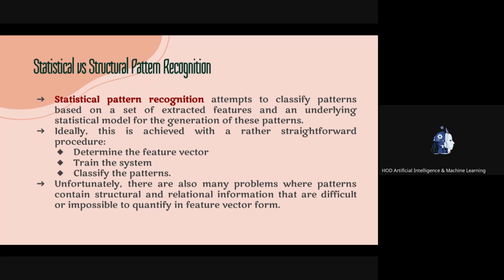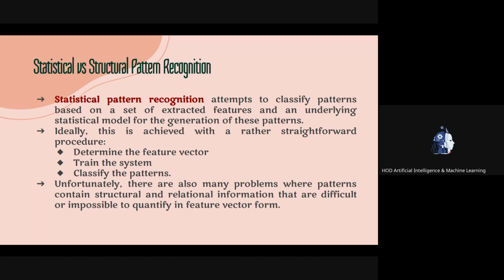So using this, you make a recognition model through which matching is happening. That is called statistical. Ideally, this is achieved with a rather straightforward procedure, like we determine the feature vector, that is the number of fins, the length of the fish, and so on and so forth. And you need to train the system and then classify the patterns. Once you classify the patterns, then the further process is matching. So before you do matching, you can also have a classification.